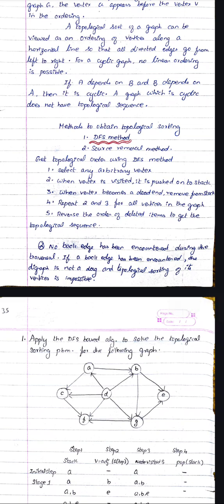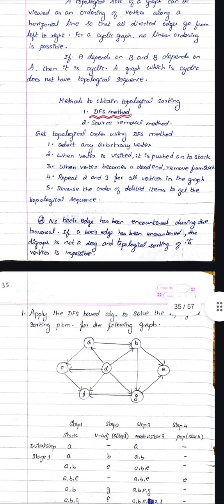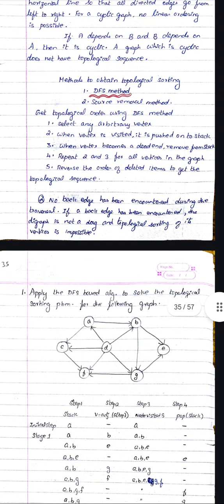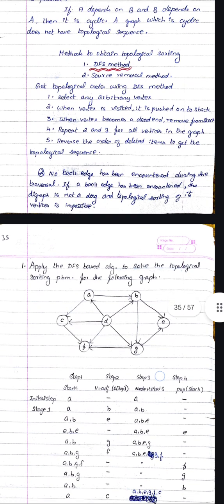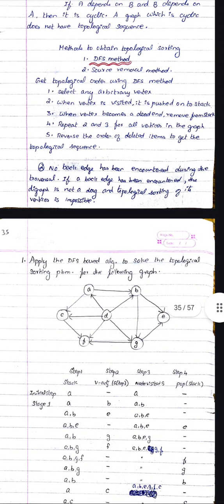Get topological order using the DFS method. Select any arbitrary vertex. When a vertex is visited, it is pushed onto the stack. When a vertex becomes a dead end, remove it from the stack. Repeat steps 2 and 3 for all vertices in the graph. Reverse the order of deleted items to get the topological sequence.